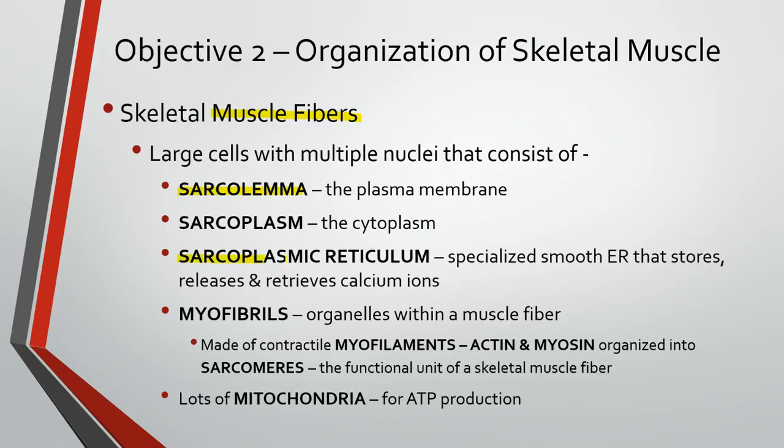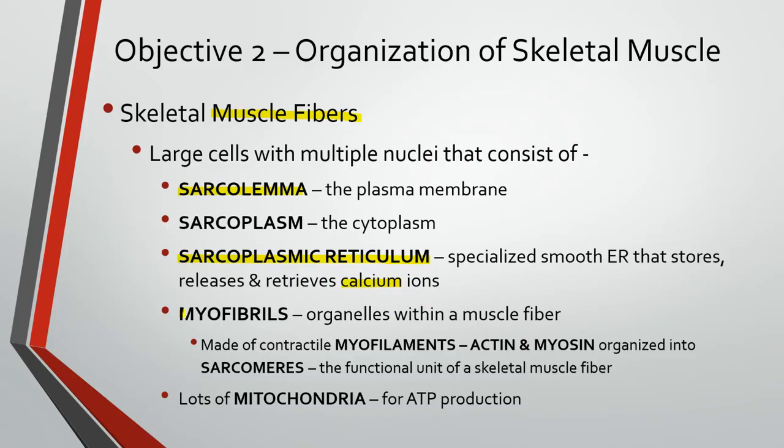Now we do have a special type of ER. It's actually a type of smooth ER called the sarcoplasmic reticulum. This is going to be really important when it comes to contractions because this particular type of smooth ER is going to store and release calcium. And that's going to be an important component in our muscle contraction.